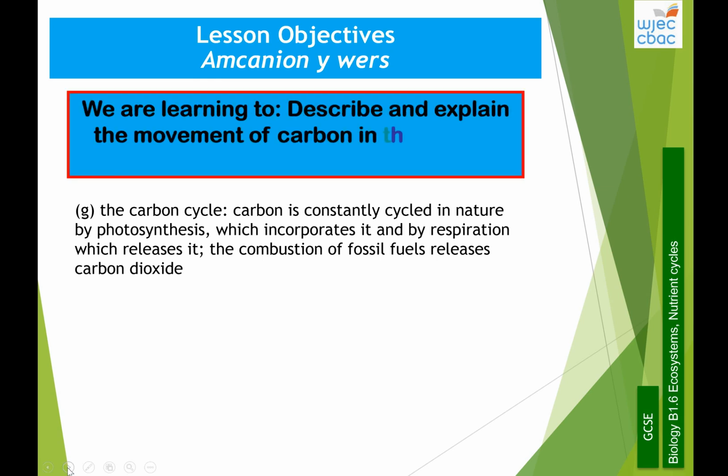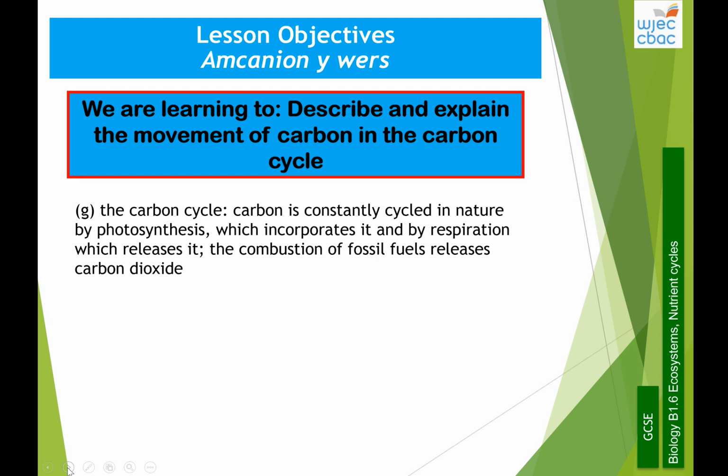This lesson, the objectives are to describe and explain the movement of carbon in the carbon cycle. I know at the end of last week's lesson, we'd got to the page in your booklets on Unit 1.6, Ecosystems, Nutrient Cycles and Human Impact on the Environment. We got to the page on the carbon cycle, which is page 9, and we'd already started looking at decay, what is required for decay, why decay doesn't occur, and then we've started looking at different composting methods and looking at the advantages and disadvantages of each.